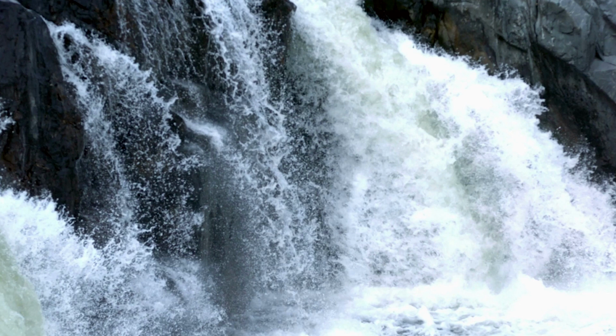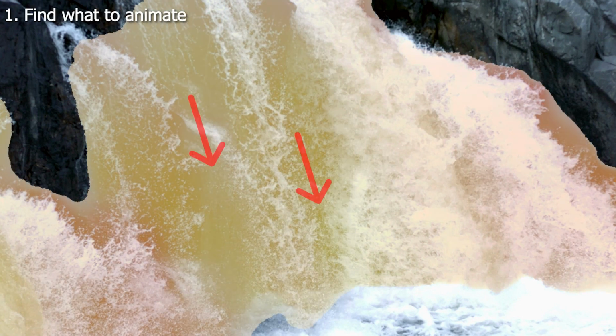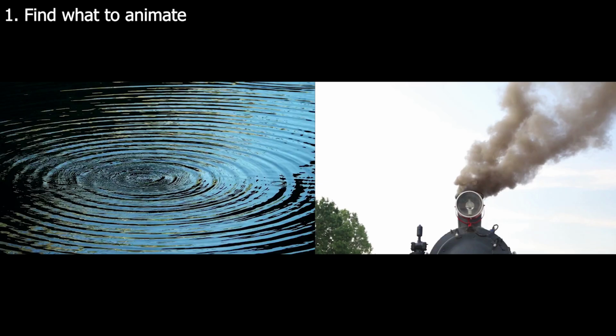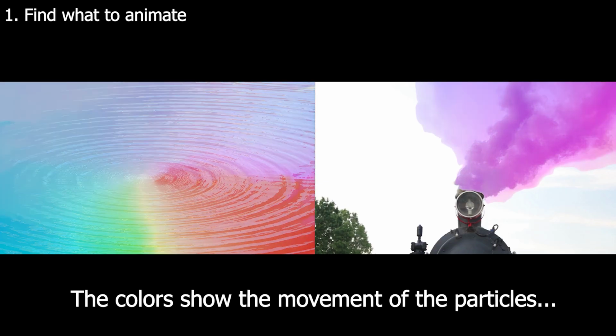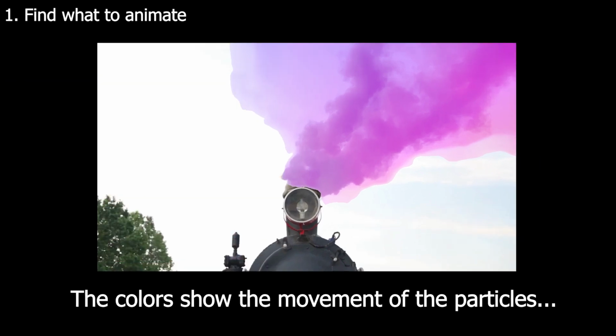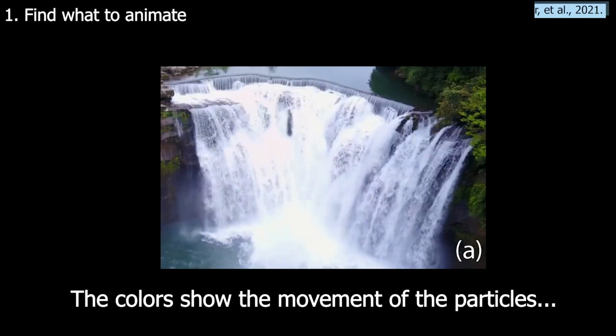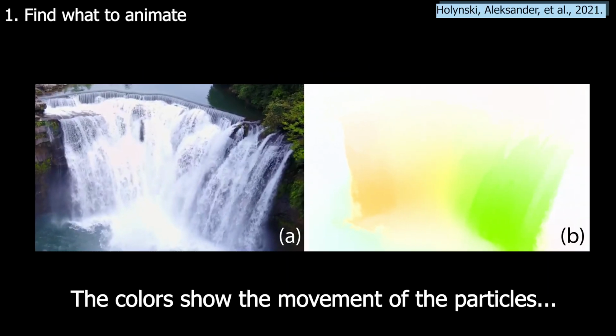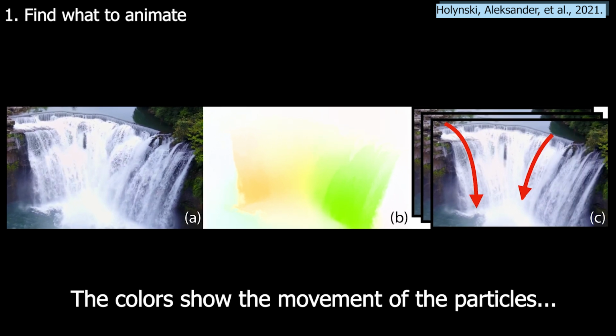The first step is to find what needs to be animated from what needs to stay still. In other words, find the water, smoke, or clouds to animate. Of course, detecting these moving particles is extremely easy for humans as we can imagine the real scene and how it actually was. But how can a computer that sees only a picture and doesn't know the real world do this? Well, the answer lies within the question.